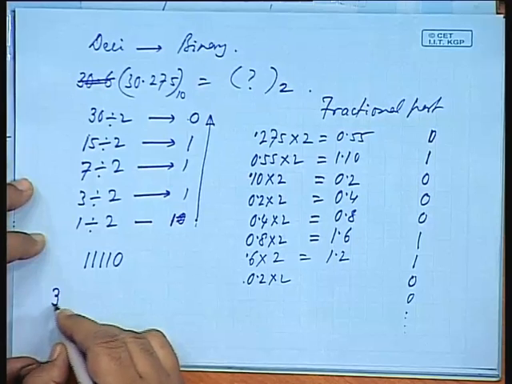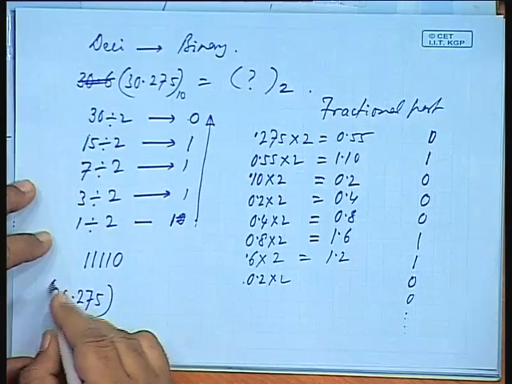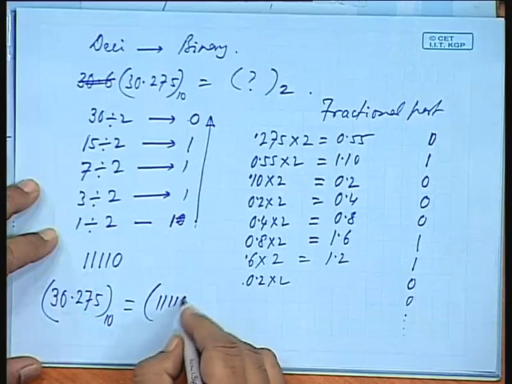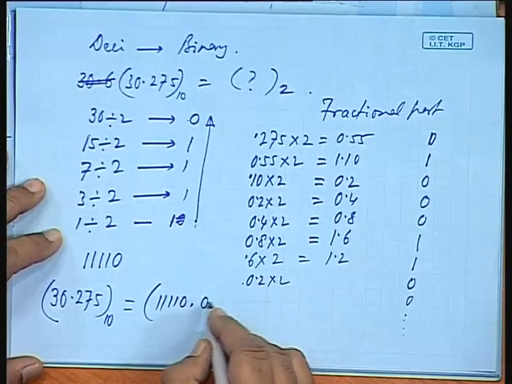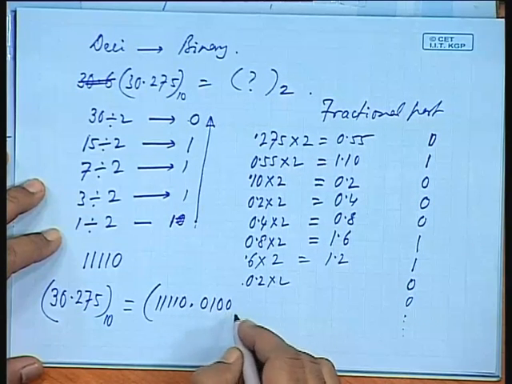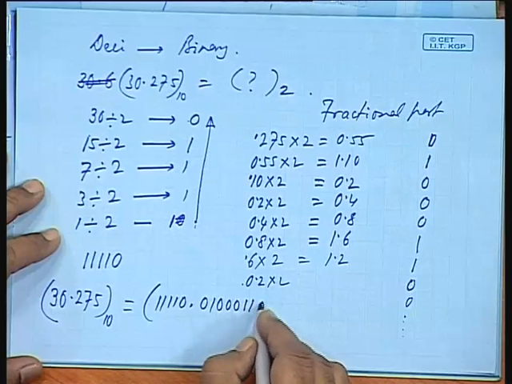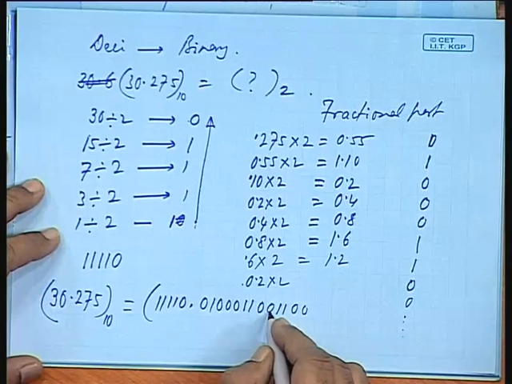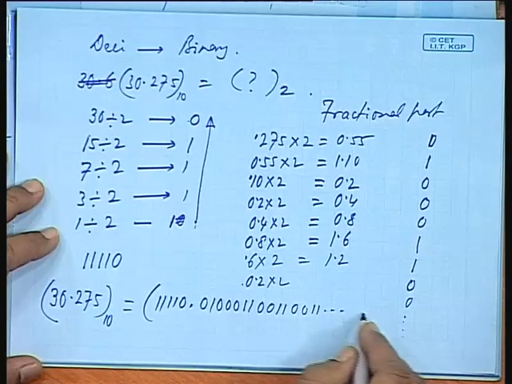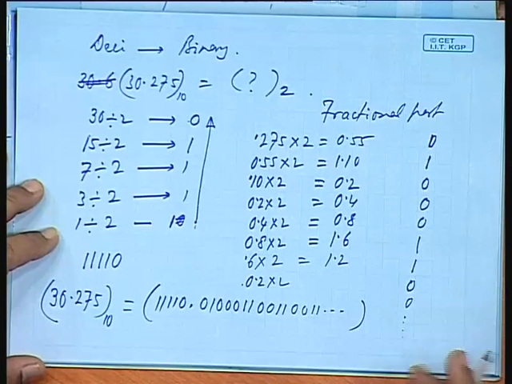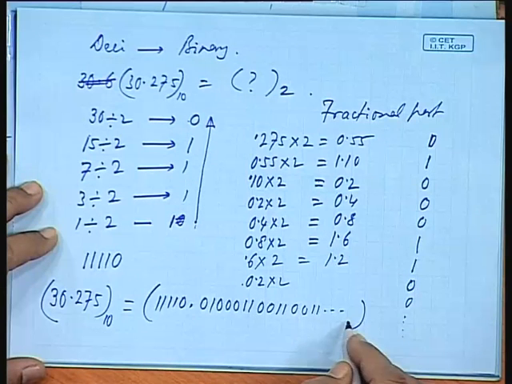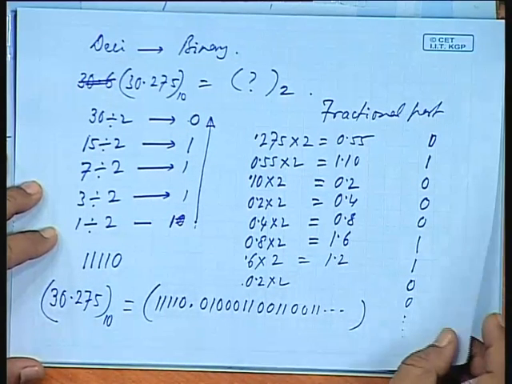So 0.2 will be 0.001100110011, go downward, 0 0 1 1 0 0 1 1 0 0. Will it be 2 zeros or 3 zeros? Check. 2 zeros, 1 1 0 0. So it is like your recurring decimal, all right. It is not only in the decimal system, also in the binary system you can have a number which may not end, it may be endless, okay.